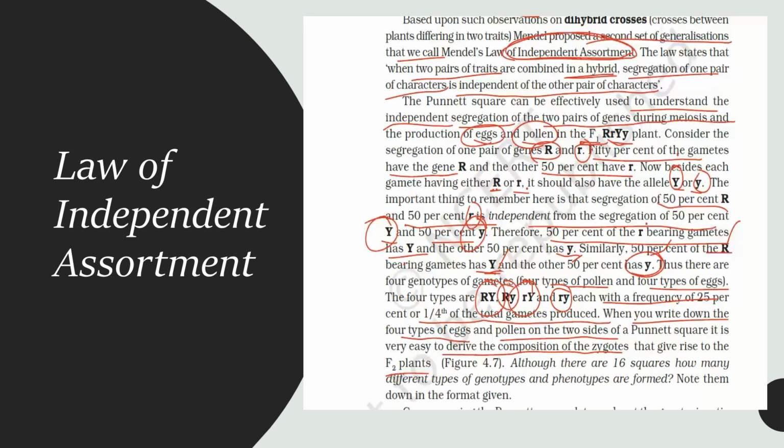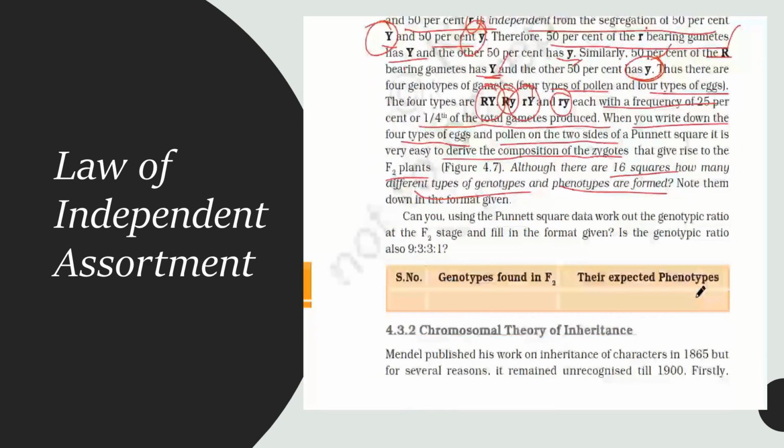So although there are 16 squares, how many different types of genotypes and phenotypes are formed? So that we know how it is found out. There are not 16 types of genotypes, or 16 types of phenotypes. So there is a ratio of phenotypes and genotypes, though there are 16 squares. Note them down in your book or copy.